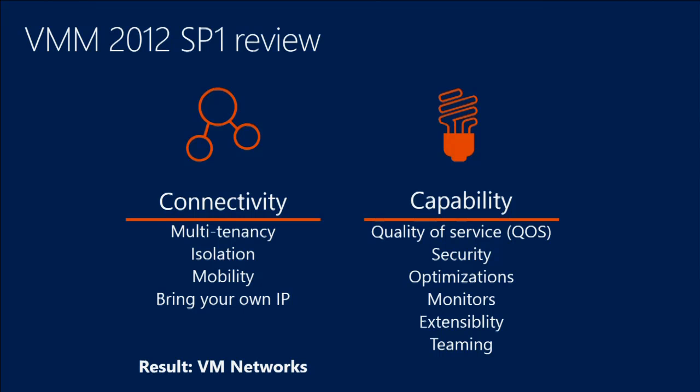Now, the other broad category of changes we made in the SP1 release is all broken down under capability. Now that you have your connection, you know what VMs can talk to each other, how can they use that connection? What kind of bandwidth controls do they get? Are there optimizations that you can use in the hardware? Even things like teaming for reliability, making sure that you have a robust environment.